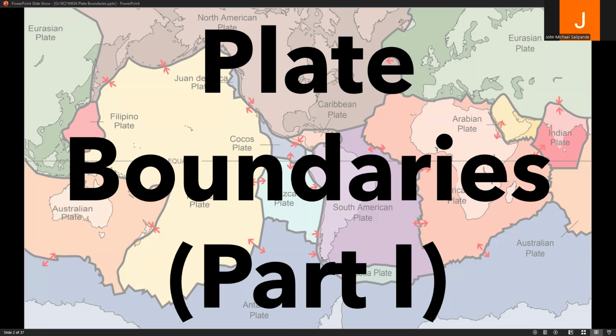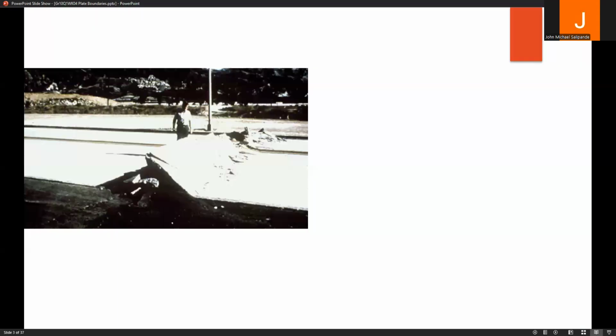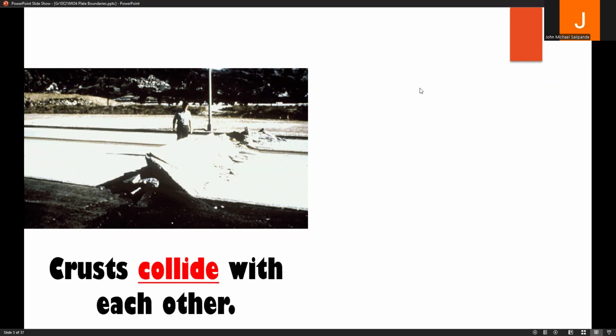All right. So normally, when there's no earthquake, the blocks or the plates are usually flat, or evenly flat by nature. But given in this picture, obviously an earthquake has occurred. And as you can see, both crusts or blocks or plates were elevated because they collided with each other.